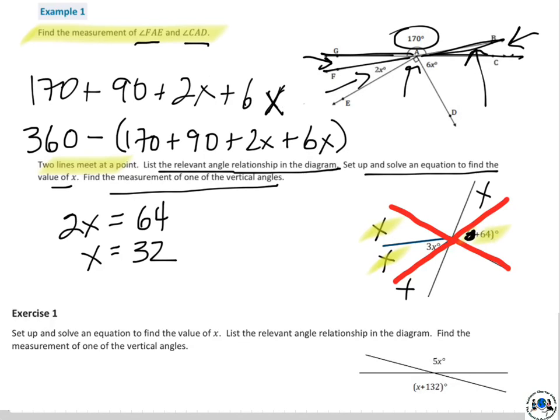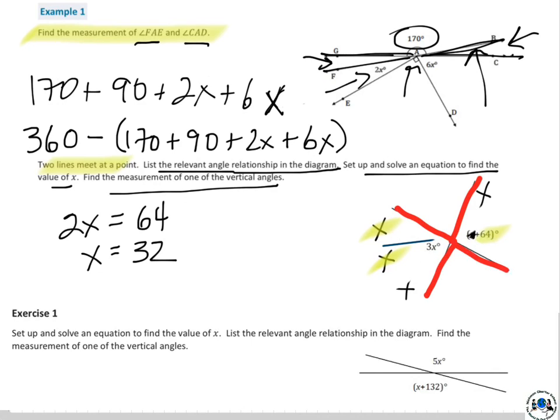Each section of x. Oops, darn. Just go back there. Okay, so then x equals 32, and then we are going to find the measure of the vertical angles. Well, if we went ahead and looked at these vertical angles here, we can figure out these two vertical angles.